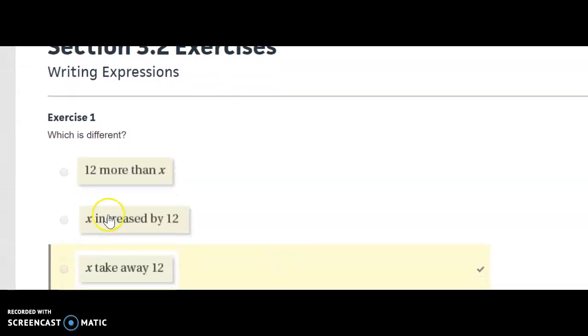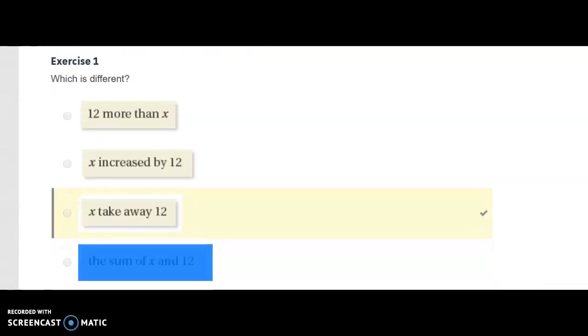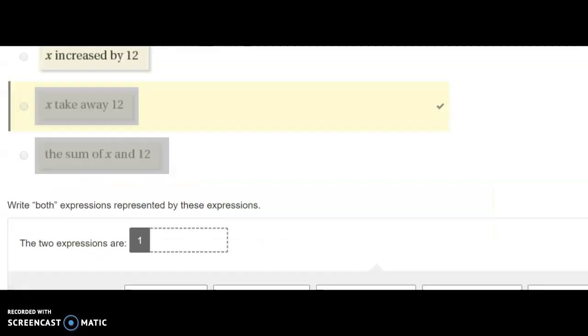X take away 12. Oh no, you didn't do the chores, so I'm going to take away $12 a week. And then the last one says the sum of x and 12. Well, we know that the sum means an addition problem. It's the answer to an addition problem. So x plus 12 would be the same as x increased by 12 or 12 more than x. So the one that's different is x take away 12.